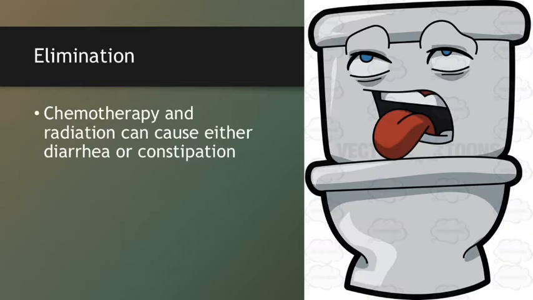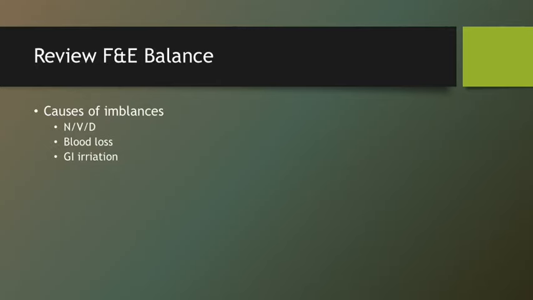Elimination. Chemotherapy and radiation can either cause constipation or diarrhea, and you need to treat whichever way it goes, okay? You need to give the antidiarrheals, anti-motility drugs, or you need to give fiber. Okay? And then review fluid and electrolyte balances.